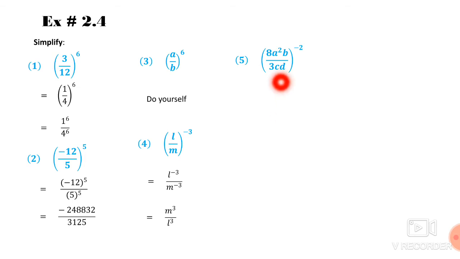Part 5, exact same as part 4. Apply the exponent first or reciprocal it to change negative exponent into positive exponent. Both are the correct options.